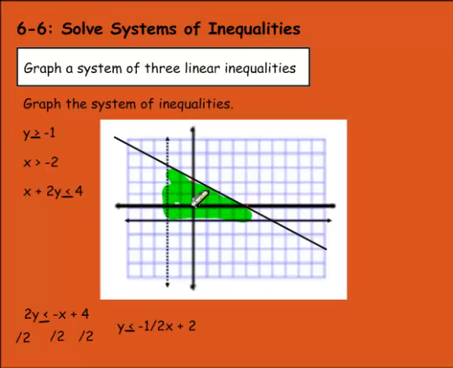So for example, if I chose 0, 0, this would be 0y, which is greater than or equal to negative 1. This would be 0x, which is greater than negative 2. And then 0x, or 0 plus 2 times 0, which is 0, is less than or equal to 4. So this is true for all three inequalities. Anything in here that would be green would be true. So that's how we can determine answers for these systems.